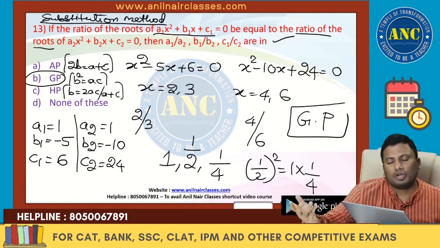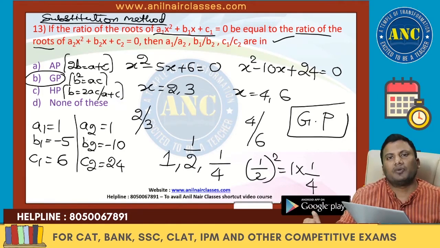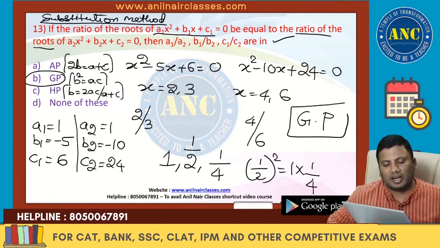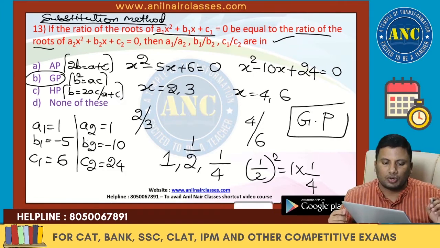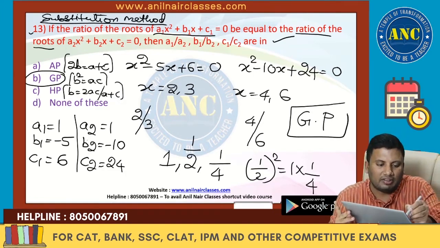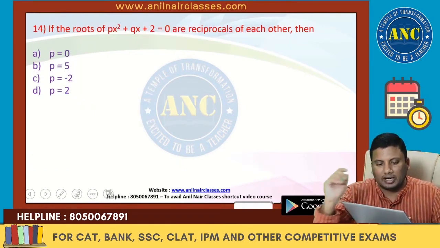So if I want to check whether the numbers are in AP, GP or HP, we check whether the middle value is the average of the other values, whether the middle value squared is the product of the other values, or whether it is the harmonic mean. Substitute some random values. 13th question, I hope it is clear to you.